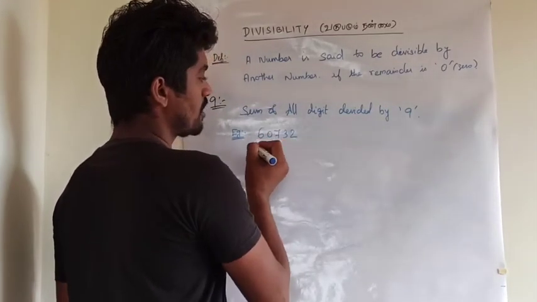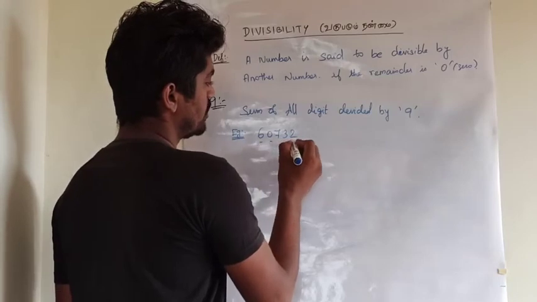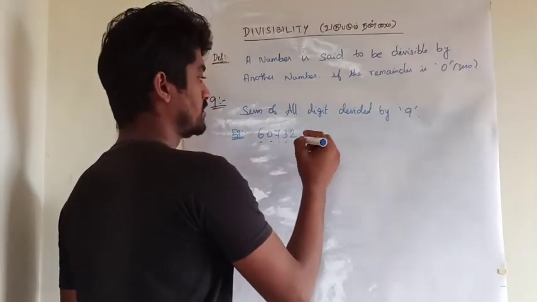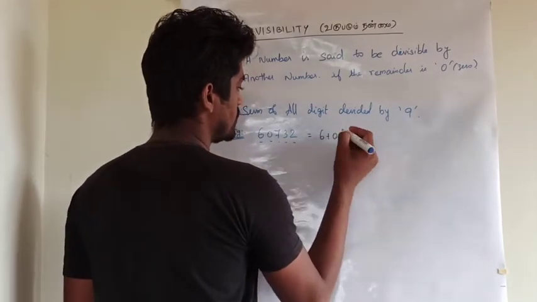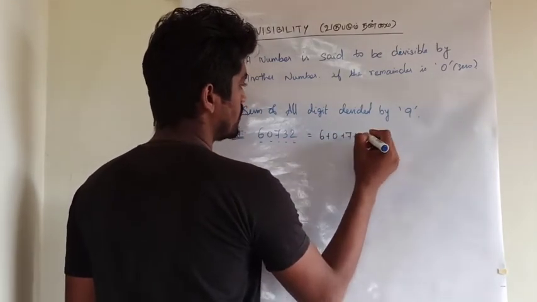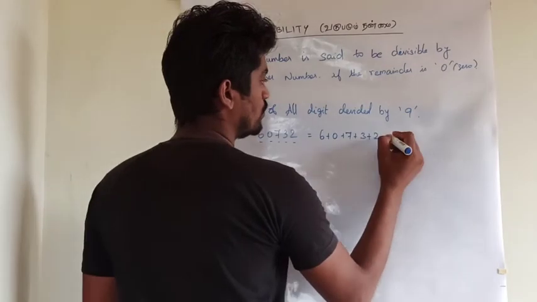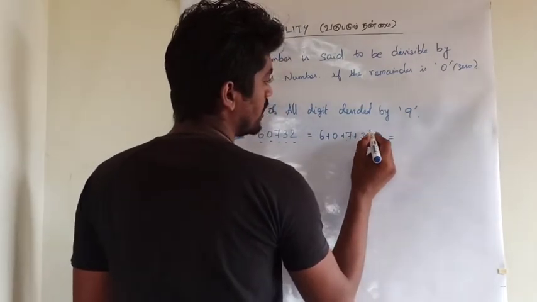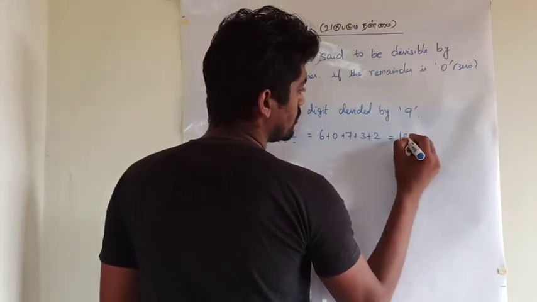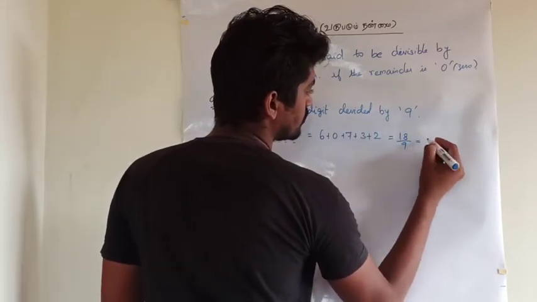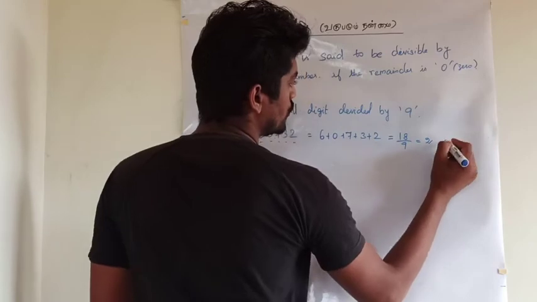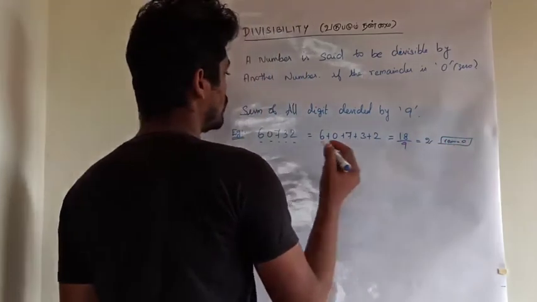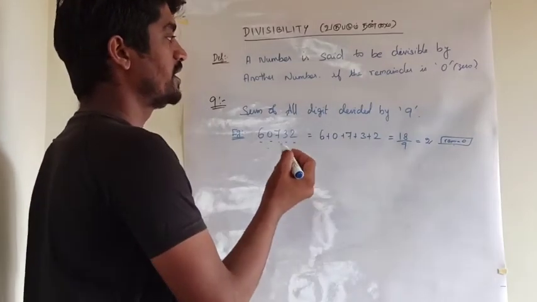For example, 60732, a 5-digit number. The sum of the digits is 6 plus 0 plus 7 plus 3 plus 2. The value is 6, 13, 16, 18, which divided by 9 is 2, remainder 0. So the given number is divisible by 9.